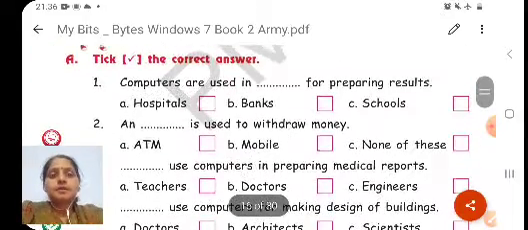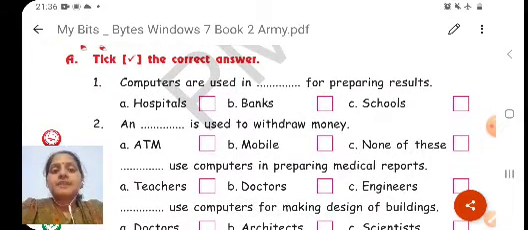In tick the correct option children, we have 5 questions, and in each question we have 3 options. Among these 3 options, any one is true. You will put a tick in front of the option which is right. So children, first one is computers are used in dash for preparing results.